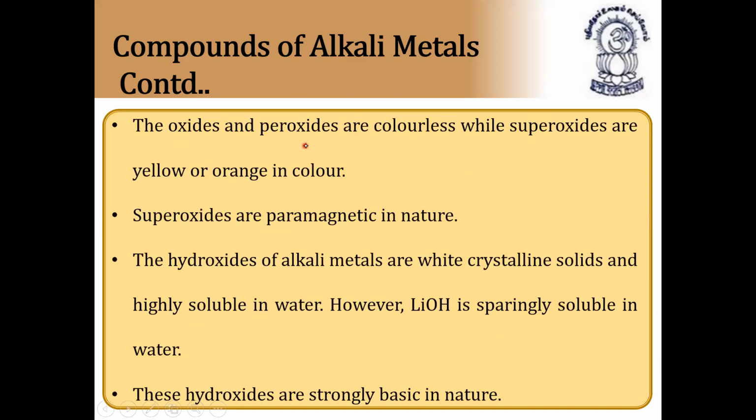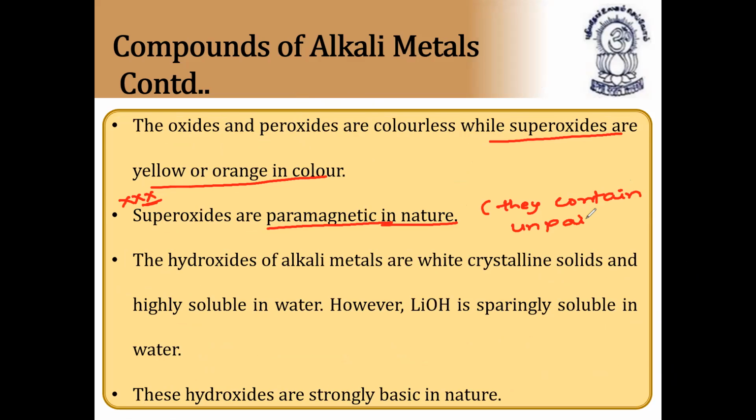The oxides and peroxides are colorless while superoxides are colored. Why are superoxides colored? Because they are paramagnetic in nature. Very, very important point. All the superoxides are colored because they are paramagnetic. Paramagnetic means they contain unpaired electrons. So they will even ask how to calculate the magnetic moment of these superoxides.